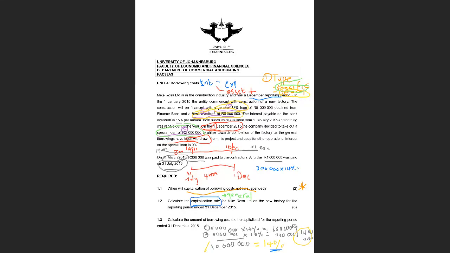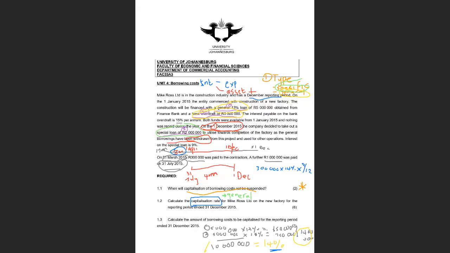And then I would multiply it by the number of months that I used it for. And that, remember, we counted from the 1st of April until the 1st of December, and we said that was 8 months. So you would multiply that by 8 over 12.